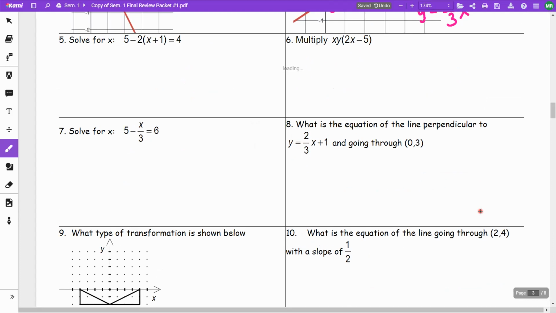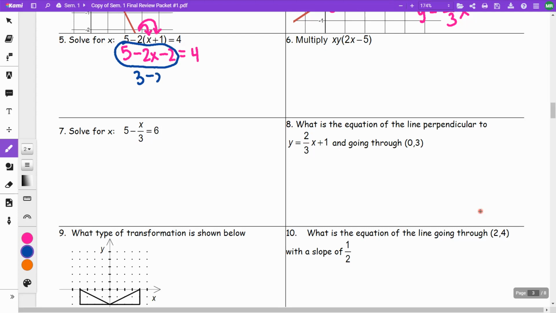On number 5, I am going to distribute my negative 2 to the x and to the 1. So it's going to be 5 minus 2x minus 2 is equal to 4. I am going to combine like terms on this side. So I'm going to get 3 minus 2x is equal to 4. I'm going to minus 3 from both sides. Remember, there's a negative in front of my 2, so it's a negative 2x is equal to 1. I'm going to divide by a negative 2, and so I get x is equal to negative 1/2.